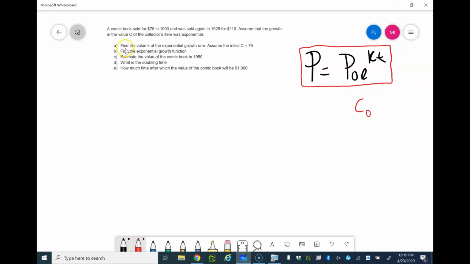So in this problem, it says find the value of K, the exponential growth rate. Assume that the initial C is $75. So this is where we get it from, $75. For this first one, we're going to set it up and just place the information they have here into our exponential function for A.